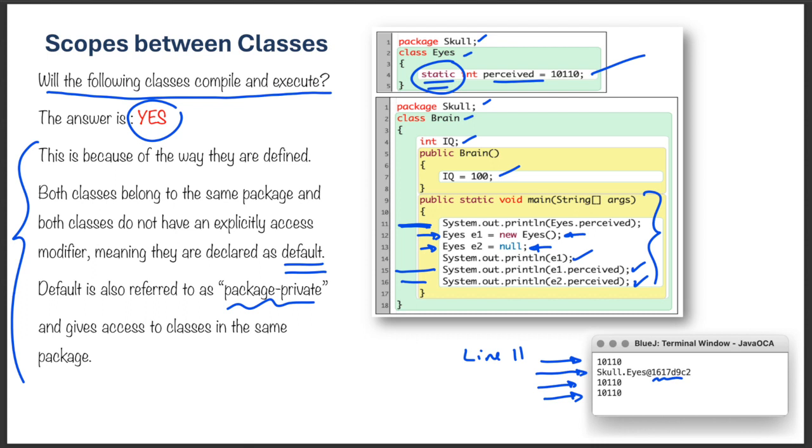So everything worked fine here. And that's because up here, the class had no access modifier. It didn't say public, didn't say private. When we leave it out, it gets a default package, which is package private between all of the classes in that package.